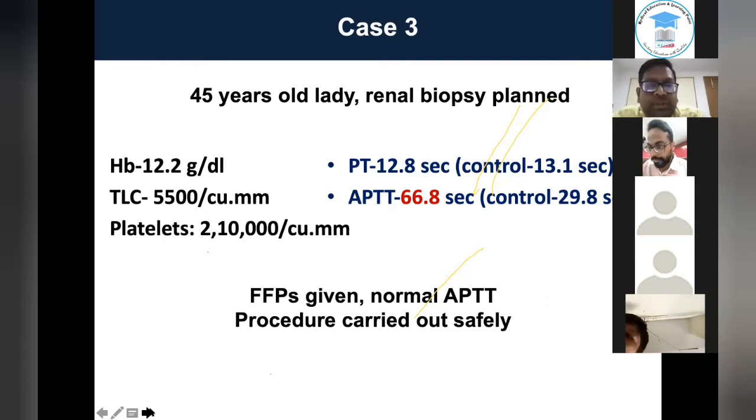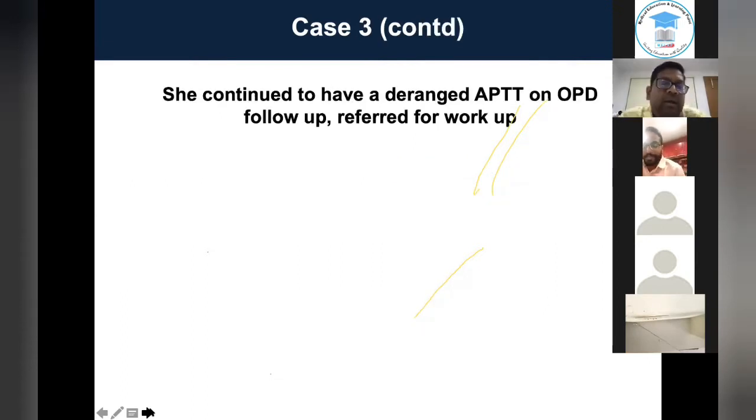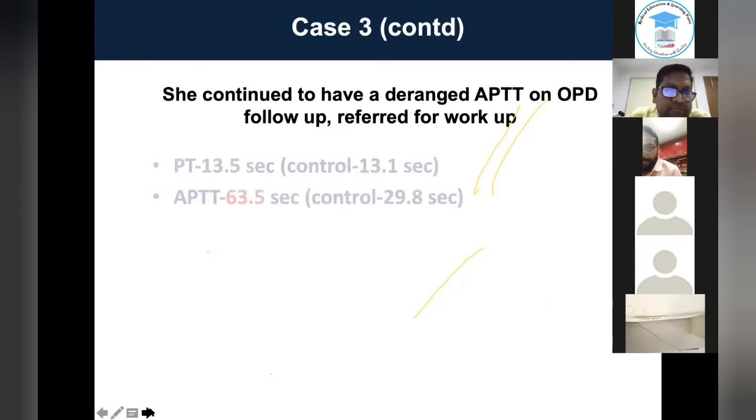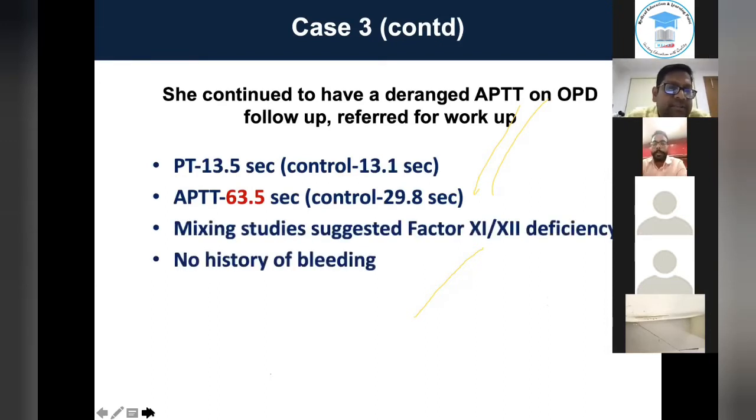So as usual, the nephrologists gave FFP, and they found that a normal APTT was achieved and the procedure was carried out safely. But after the procedure, when APTT was repeated after some days on an OPD follow-up for a referral workup, it was found that APTT was still prolonged. And when mixing studies were done, it suggested a possibility of factor 11 or factor 12 deficiency. How to interpret a mixing study, I will come to it.